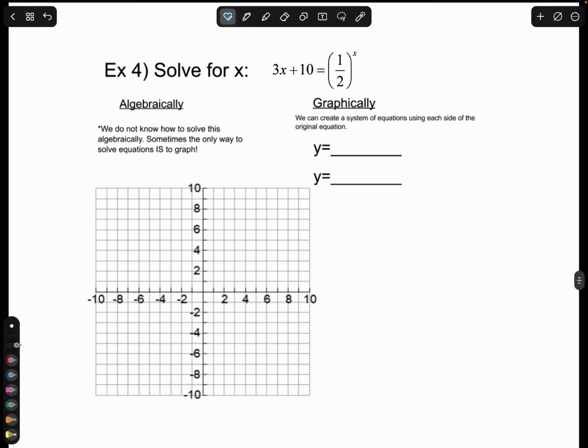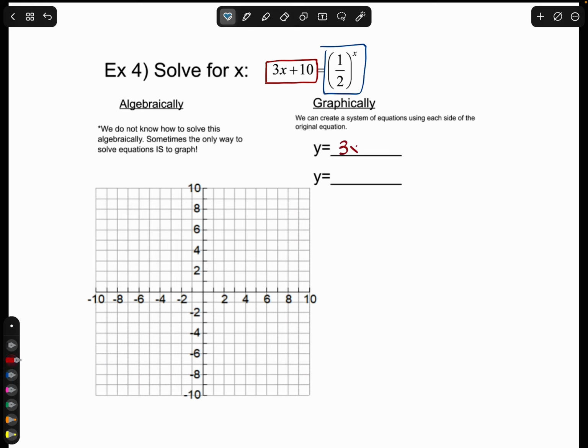Now, why is this method of solving by graphing important? Because we can't always solve it algebraically. Looking at this example 4, we have solve for x. We have 3x plus 10 equals 1/2 to the power of x. We don't know how to solve this algebraically at this point in our math careers, so what we're going to do then is go ahead and solve it by graphing it as a system.